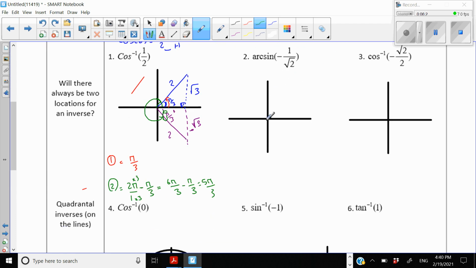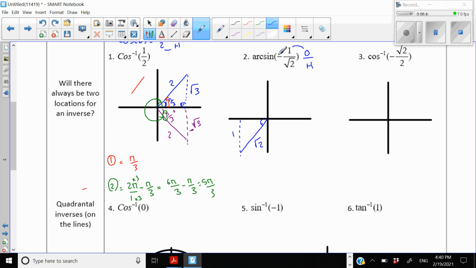So my angle should be either here or here. Let's work on this one first. If this is the terminal side, the reference angle is going to be this one. And here I have my right triangle. Sine is opposite over hypotenuse. So opposite is 1. Opposite of this angle is 1 and hypotenuse is √2.